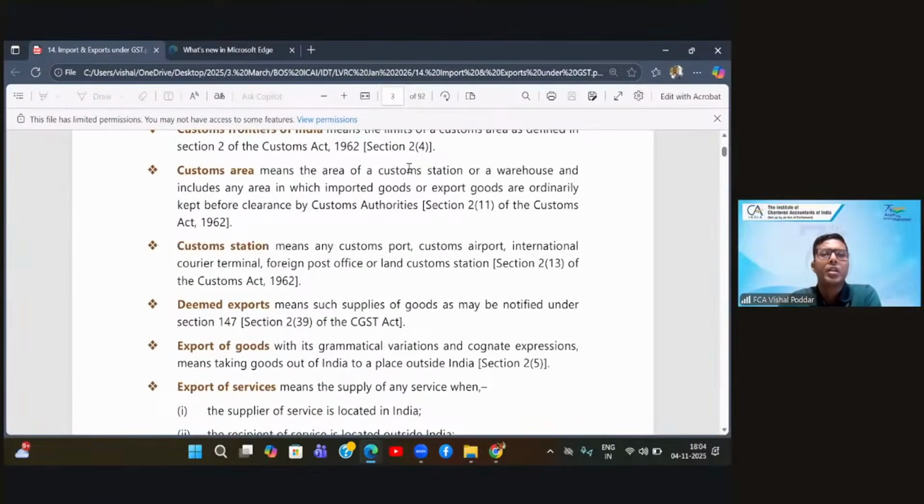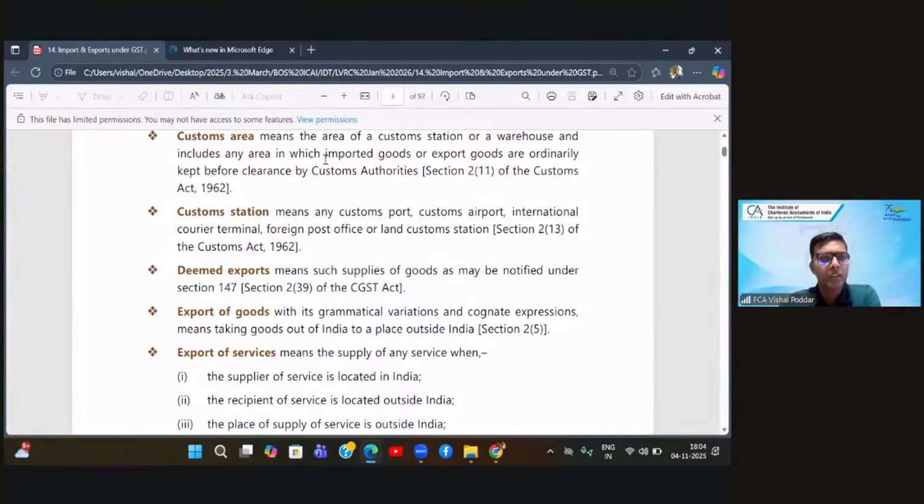Customs area under the Customs Act means the area of a customs station, warehouse, and includes any area in which import or export goods are ordinarily kept before clearance. So it means all areas which are under the custom controls, including the station, the warehouse, and the area where goods are stored. Just for your interest, if you observe everywhere in the customs law and also equally in the GST law, whenever the reference is made to imported goods, it is always in the past tense. But whenever a reference is made to export goods, it is not exported goods, it is export goods. This is a striking difference, and it is not for any grammatical usage in the sentence framing. Anywhere, even where the caption is to be given, where no grammar is involved, it will say imported goods and not exported goods. It could have been exported goods as well, but that is not the case.